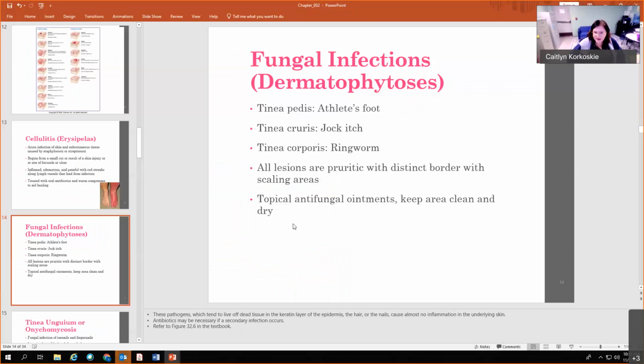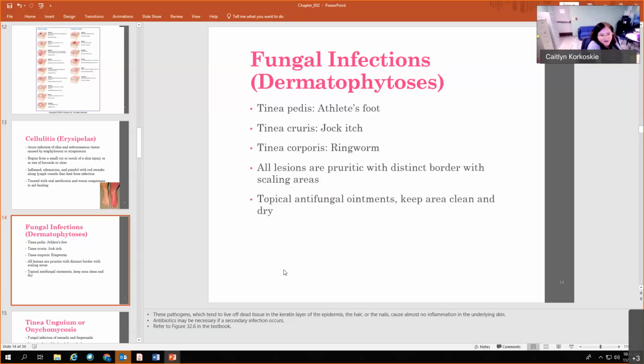Did you guys see that? What causes ringworm, or what causes fungal infections? Or kind of both? Okay, gotcha.